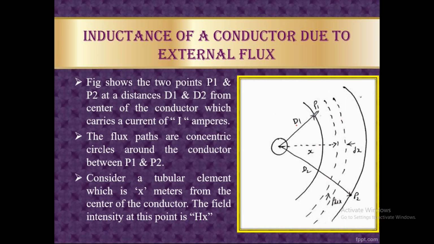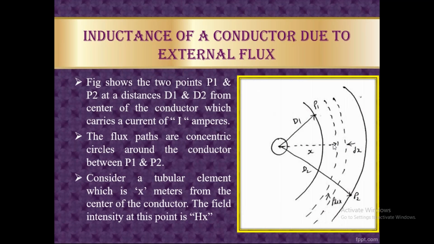Until now, we derived the equation from the origin up to here. Now we are deriving from here to here. This is called the inductance due to the internal flux, and this is called the inductance due to the external flux. If we add these two, then we can find the total inductance of a conductor. All assumptions are assumed here.